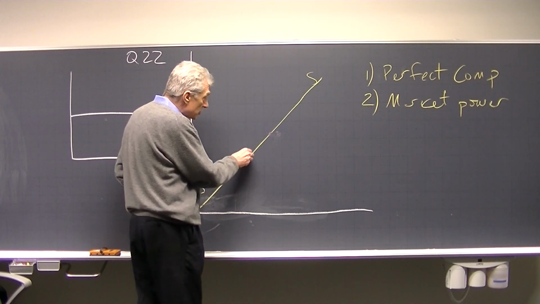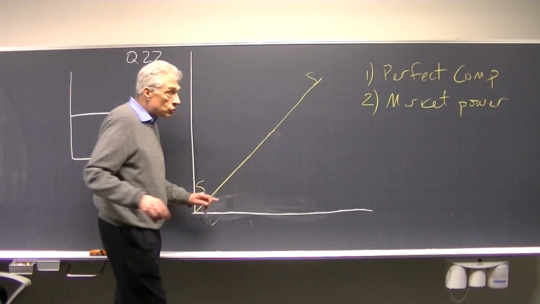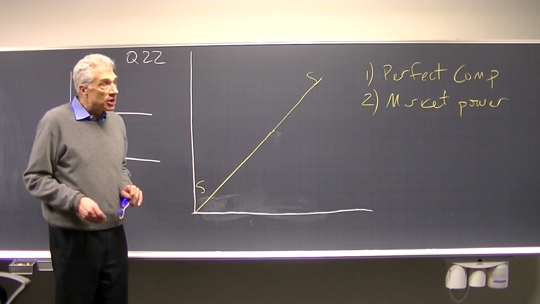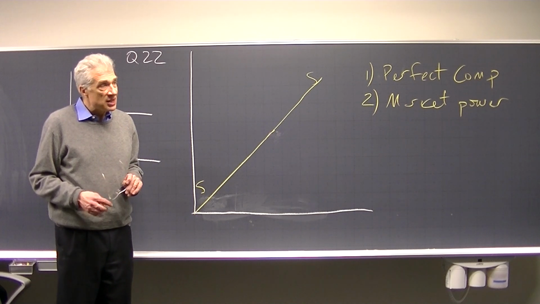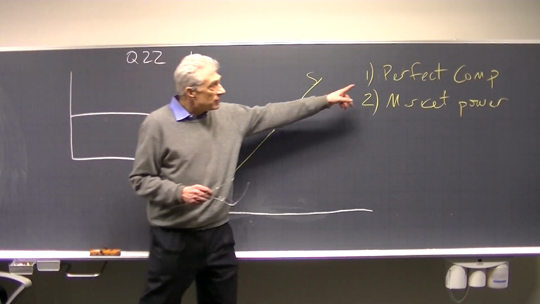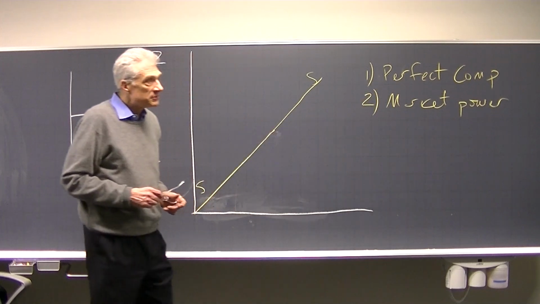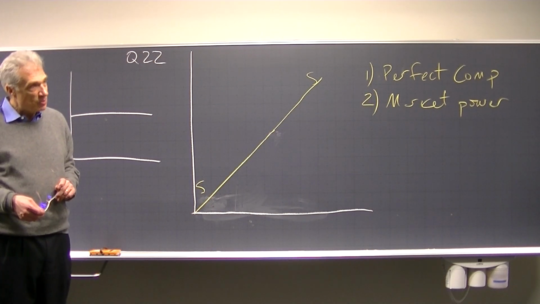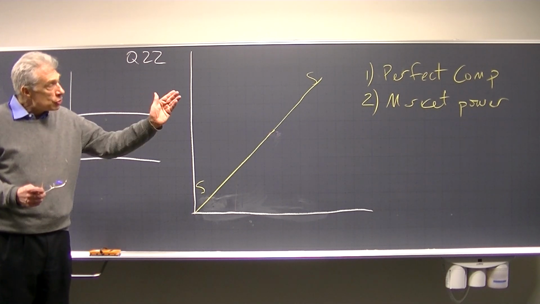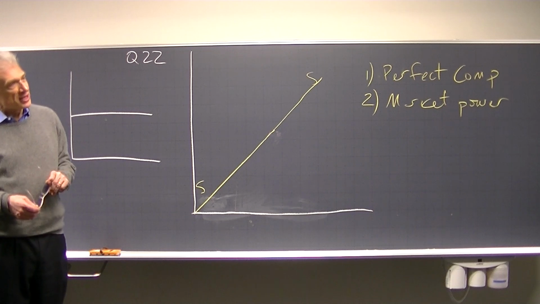Do you recall that the supply curve can be a marginal cost curve? Remember that. The supply curve can be a marginal cost curve, but it's only a marginal cost curve under perfect competition. Do you see the point? Okay. Now, under market power, show me the marginal factor cost curve.